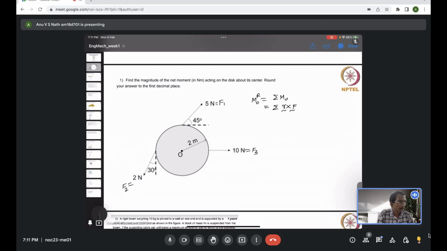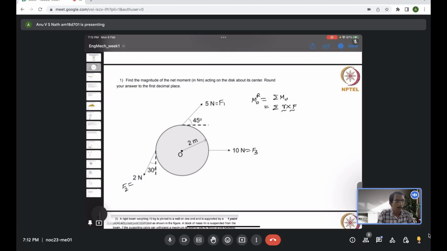We add this over all the forces acting on the body. So here we have F1, F2 and F3. We have to evaluate the moment caused by the force F1, and then F2 and then F3, and take the sum of all.